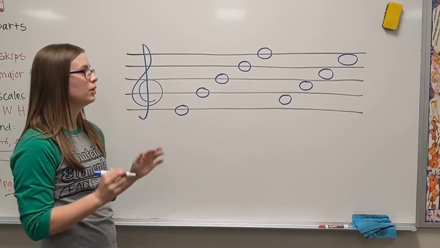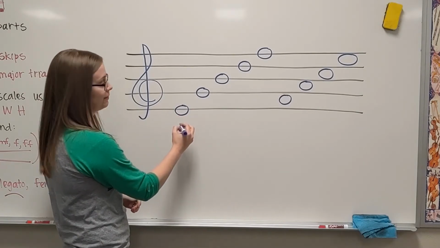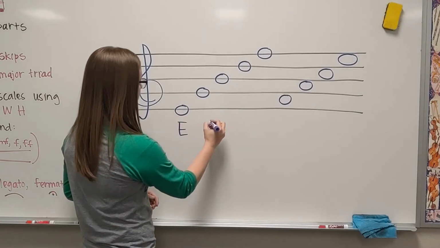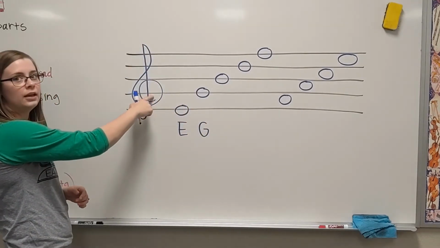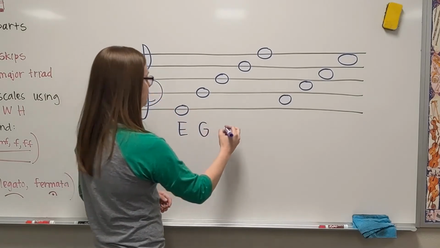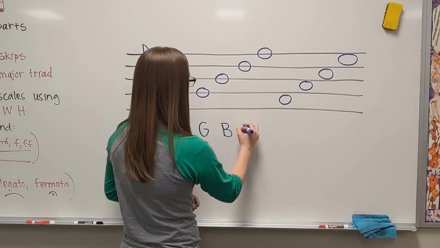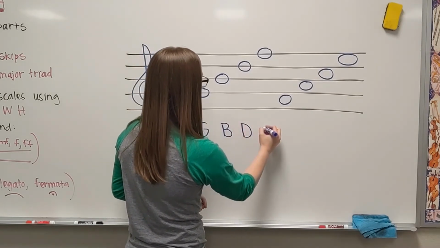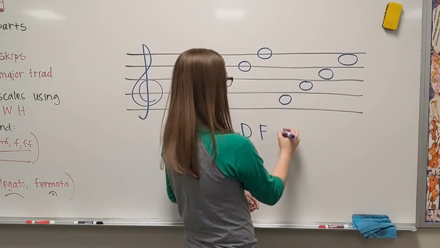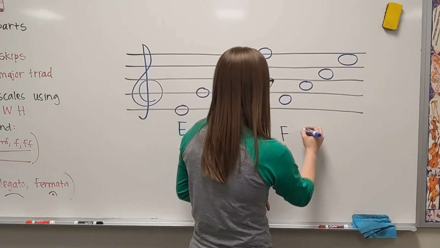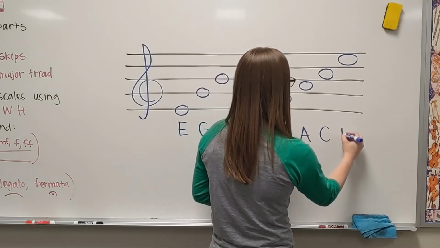Alright, so, quick review before we forget all of these. What's the name of the bottom line? E. And then second line? G. Also the line that's right in the middle of that curve in the treble clef. Middle line? B. Second to top? D. And top line? F. Alright, bottom space? F. Second space? A. Third space? C. And top space? E.